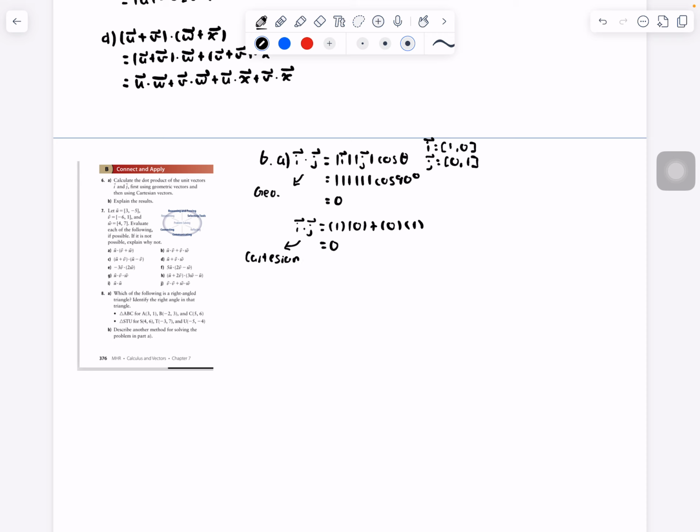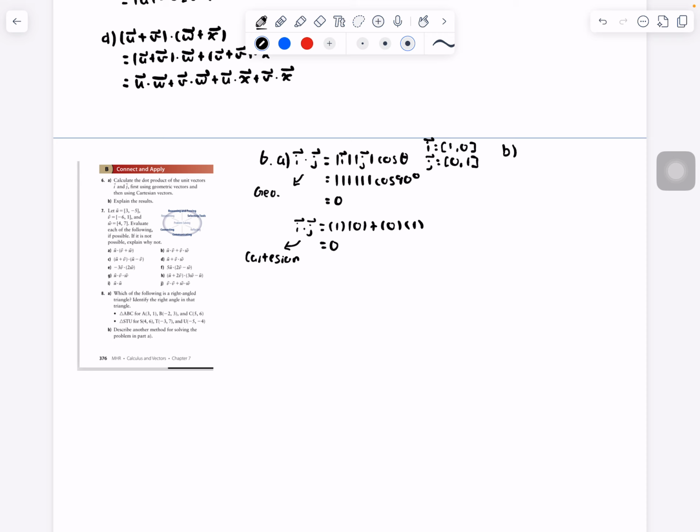Good. And then it asks us to explain our results. Well, we know that they should be equal. Both the dot products should be equal. That's one thing we know. And also, I guess a more in-depth look into these guys and a bit more beyond the scope of this class, I guess.